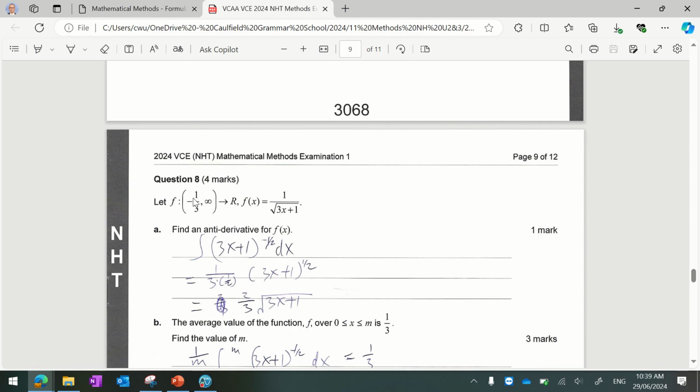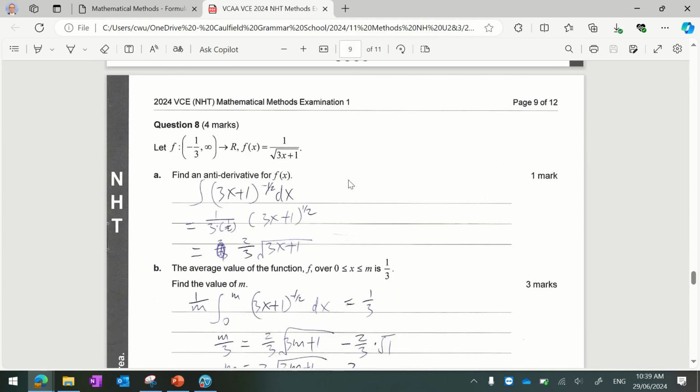Question 8, a function with a domain. It's a square root function, but it's 1 over square root. Well, actually, I'm going to take it back. It's not a square root function. It's 1 over square root. And then I need to find the antiderivative.